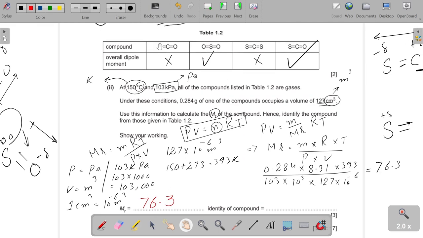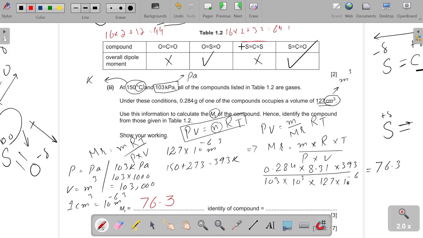You know, oxygen's MR is 16. But here we have two oxygens, 16 multiplied by 2. Carbon's MR is 12. Understand? So if you add them together, you will get 44 grams. So it's not that compound. Okay, oxygen MR is 16 multiplied by 2, and sulfur MR is 32, so you will get 64.1.